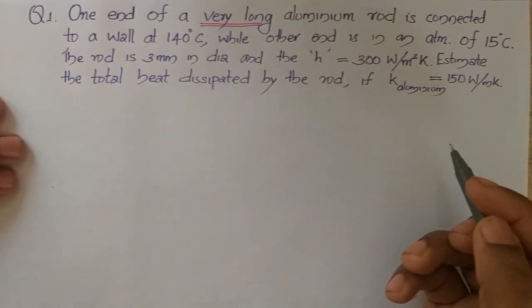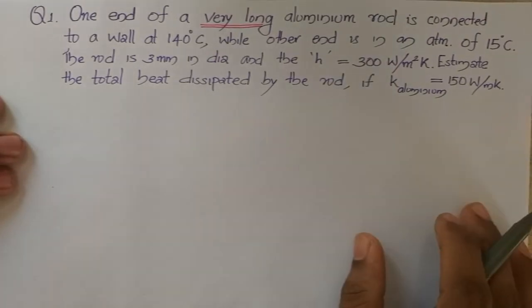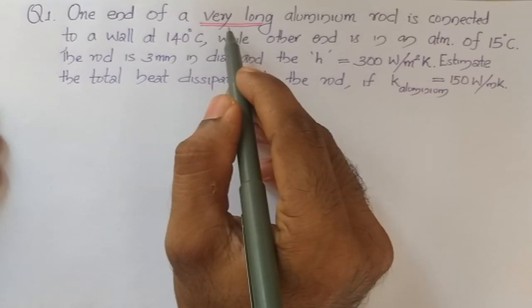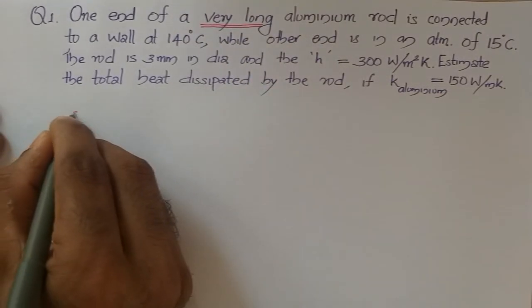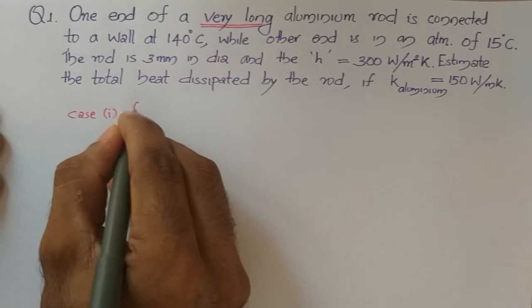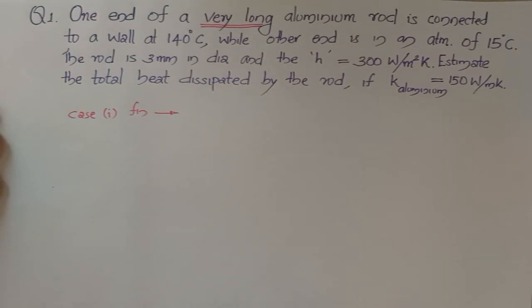So first we have to identify under which case this fin is coming. Here it is mentioned that the fin is very long. So this is coming under case 1. Case 1 fin we are having. So here you have to only find the total heat dissipated by the rod.